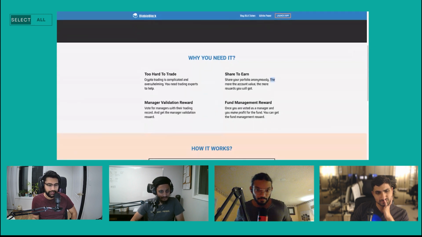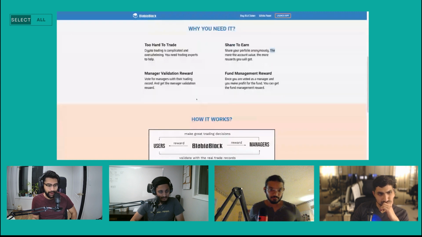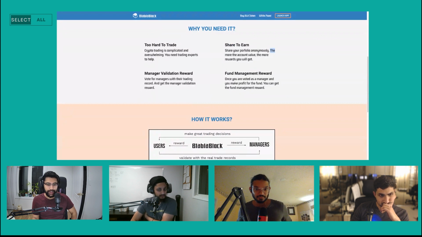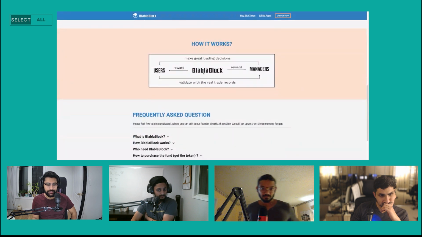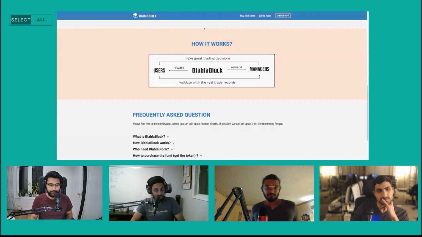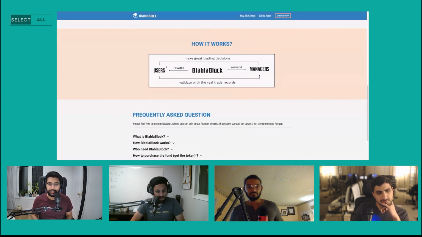But okay, so this is how it's working. You share your portfolio anonymously. The more account value, the more rewards you'll get. You vote for managers with their trading record and get the manager validation award. Once you are voted as a manager and you make profit for the fund, you can get the fund management reward. So, not without reading their white paper, which if anyone's interested, they should really do.